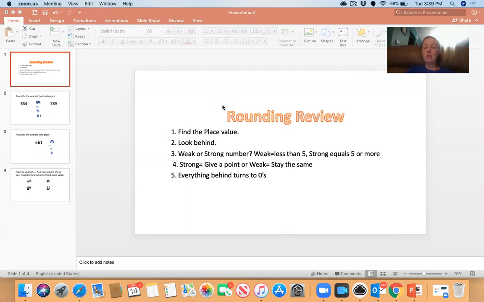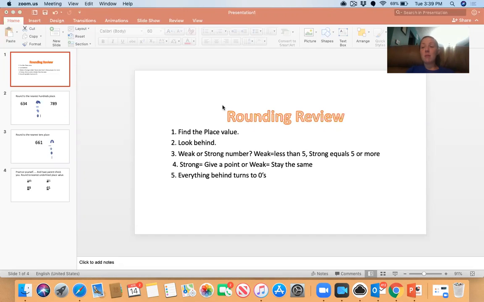Our next step is to look behind. Say we're rounding to the hundreds place, we're going to look back at the tens place. Say we're rounding to the nearest thousands place, we're going to look back at the hundreds place. After we look behind, we need to determine if the number is, remember, weak or strong.